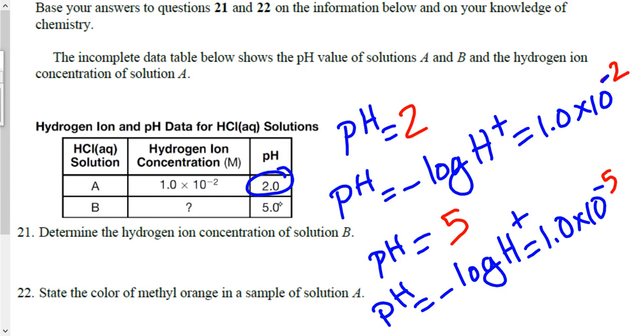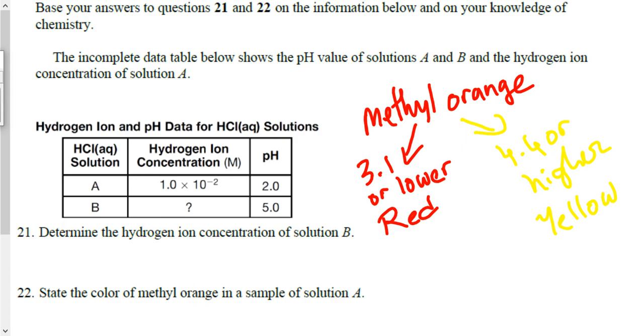It is that simple. So if you look at the pH value, the hydrogen ion concentration is going to be 1.0 times 10 to the power negative that number. You can use your calculator to solve this question as well. But this is the simplest way to solve question number 21.